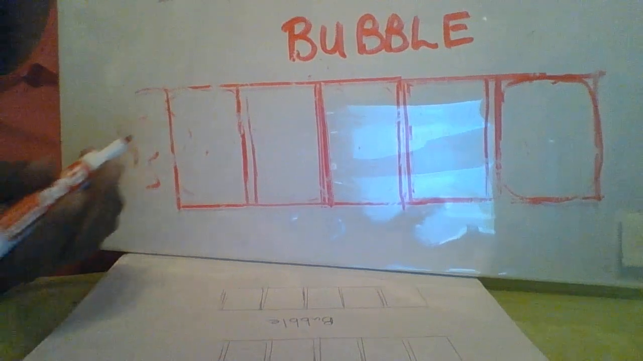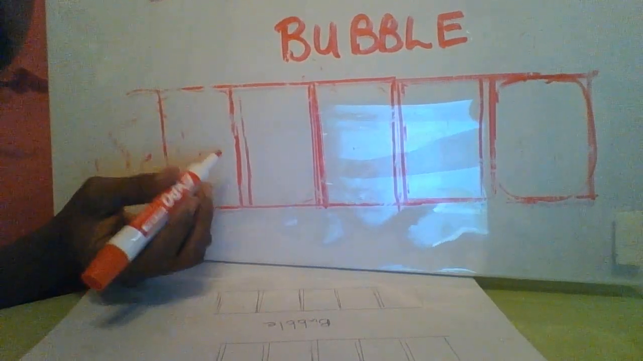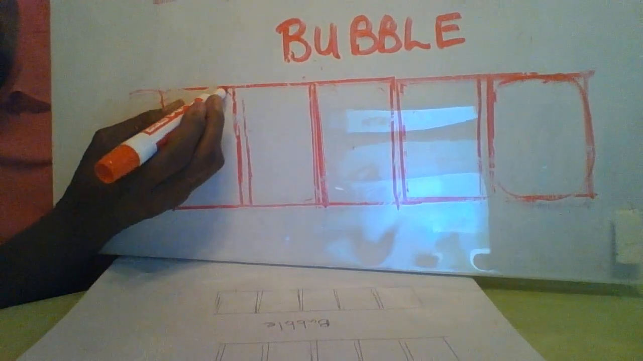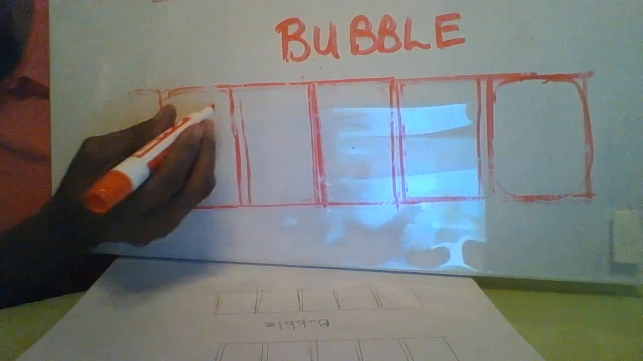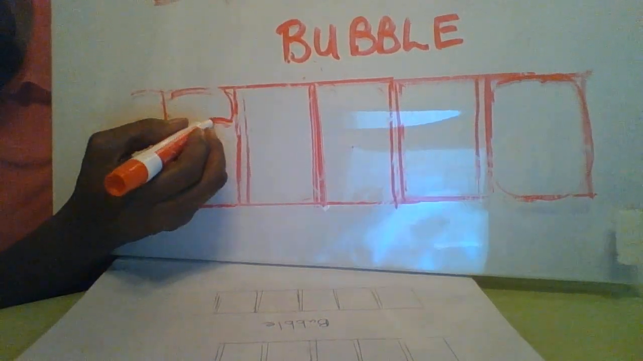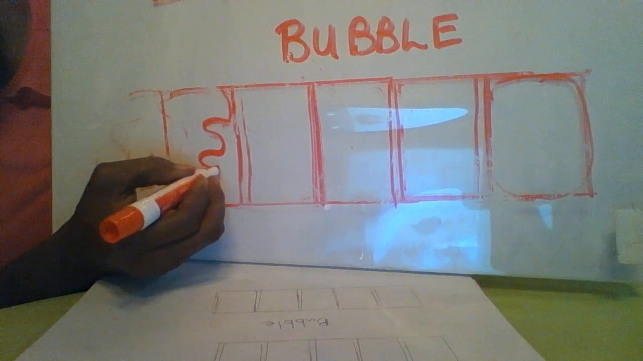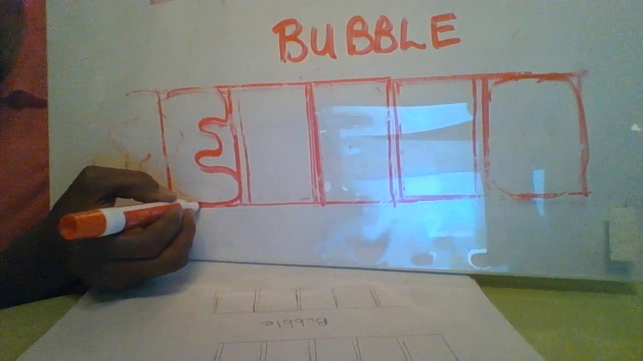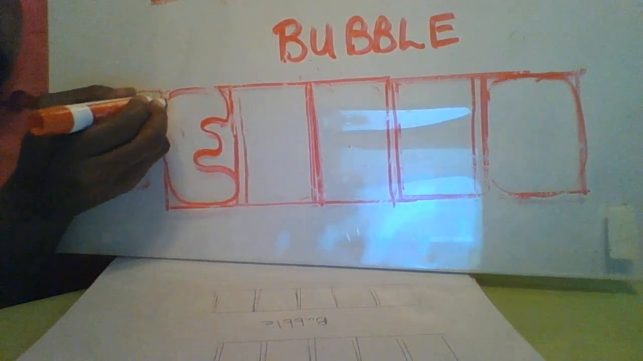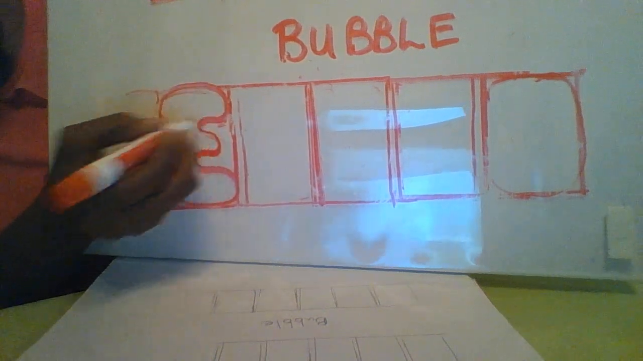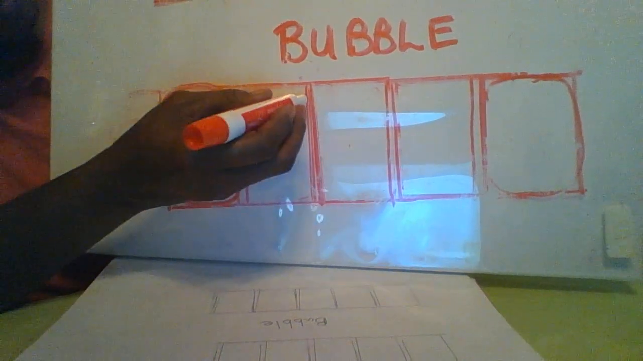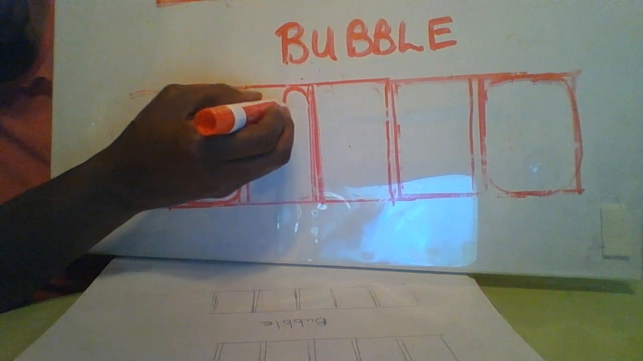So we're going to get started with the bubble. And first of all, we're going to start out with the E. So the E, we're going to put the E in here. And it can be graffiti style, but make sure it fits totally within the space. Then we'll go into the X.